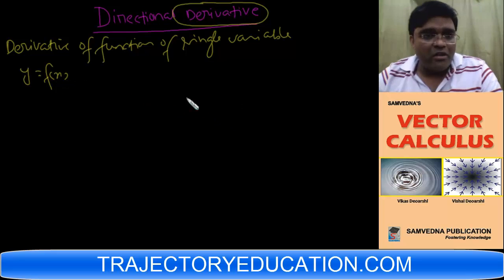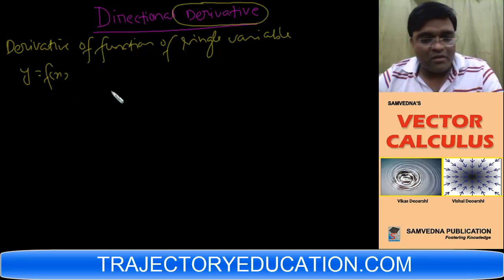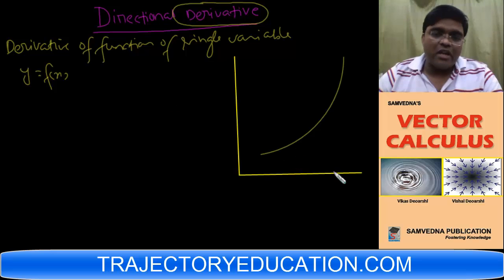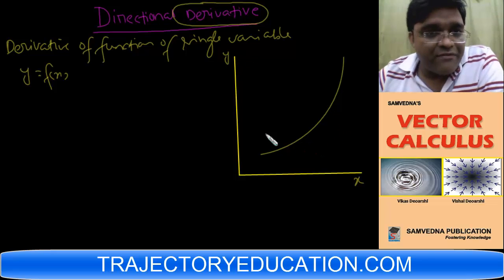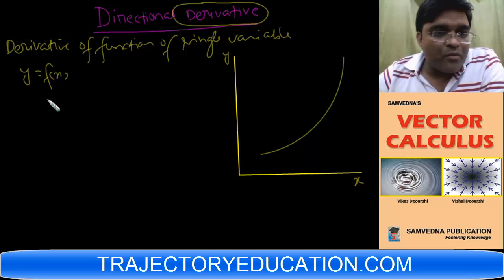So this can be plotted on the xy plane, right? f(x) can be plotted on the y-axis. Let's say this is how the function is plotted, y equals f(x). So what does the derivative of f, dy by dx, signify?